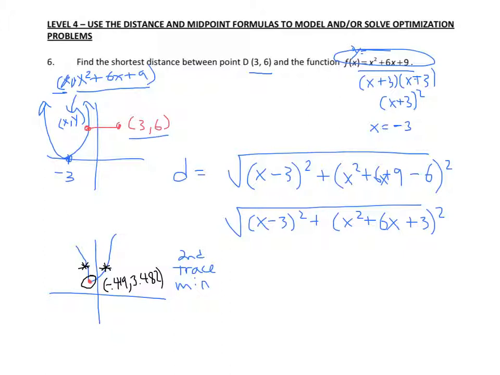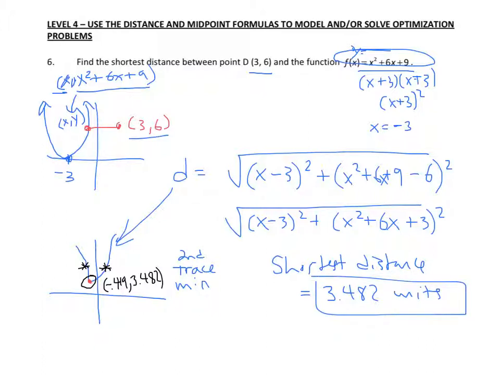Now, the x-coordinate of this point represents the x-coordinate on the parabola, and since this function represents distance, the y-coordinate represents the shortest distance. So the shortest distance would be 3.482 units.